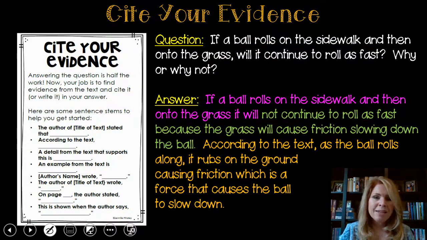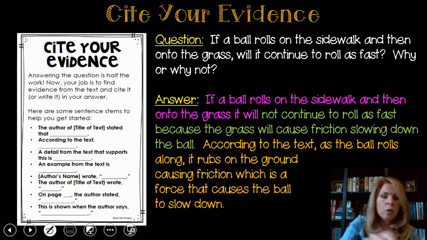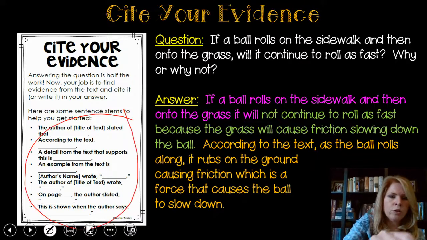Okay. Citing your evidence means that you have to go back into the text and you have to be a detective. You have to look for that information that helped you solve your problem and answer the problem. Go in, underline, annotate the text, find that information. So on this anchor chart, it gives you some examples of some sentence starters that you can use when you're citing your evidence. And they're right here for you to refer to.